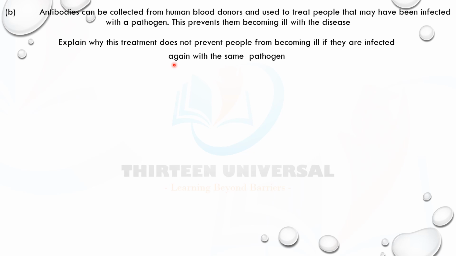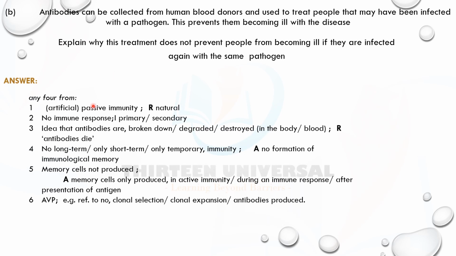Remember that antibodies injected into this person can be digested by the body. Look at it. So this is artificial passive immunity, not natural. So no immune response. This is why it cannot protect the person. The idea is that antibodies are broken down. Yeah, they're destroyed by the body. No long-term, just short-term, temporal. Memory cells are not produced. Memory cells are only produced in active immunity during the immune response, after production of antigen. So no clonal selection, no expansion, no antibodies produced by the body.